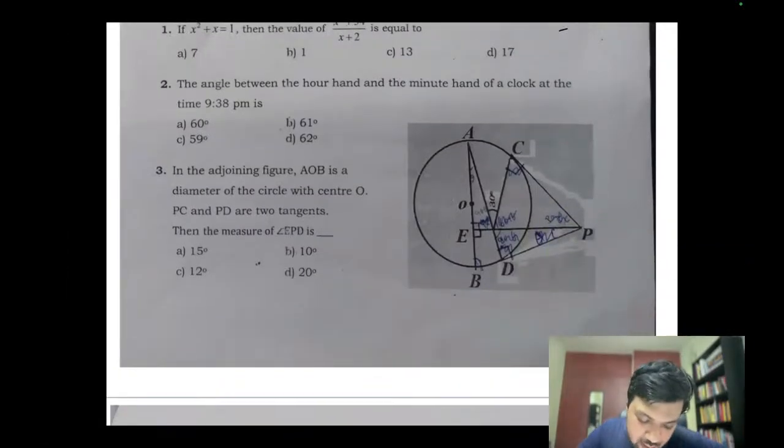So the next one is the angle between the hour hand and the minute hand of the clock at 9:38 p.m. Okay, I can see the comments on my other screen. Okay, thank you. So let's read the question. The angle between the hour hand and the minute hand of the clock at 9:38 p.m. is, what is the angle? Is it 60, 61 degrees, 59 degrees, or 62 degrees?